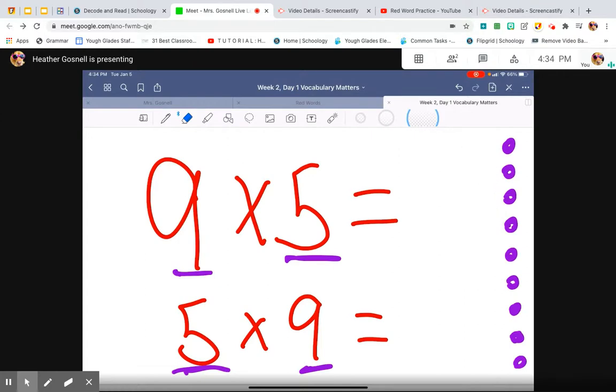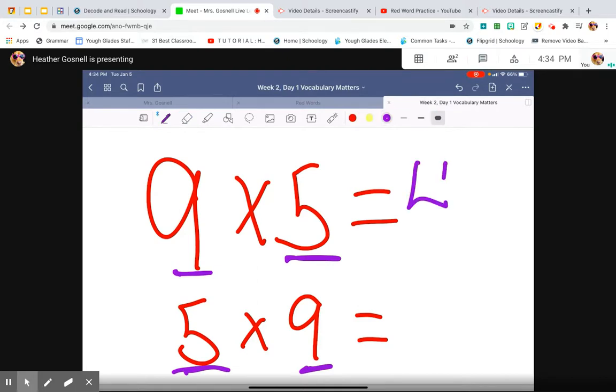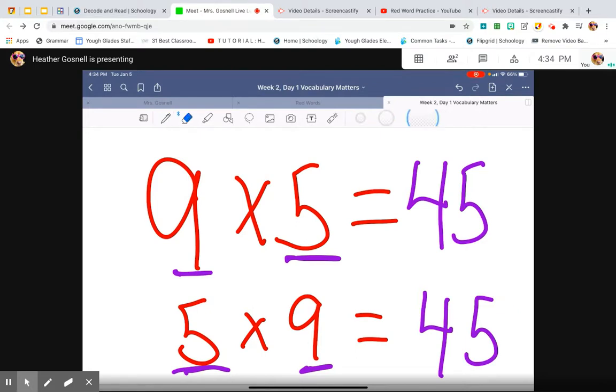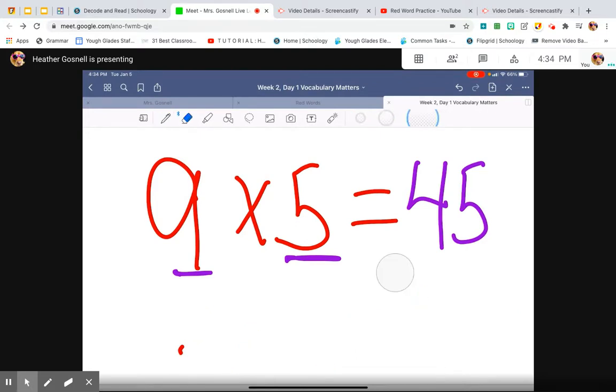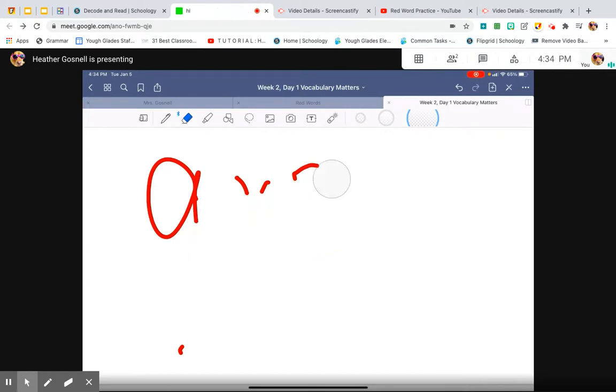What number did I stop on? Let's skip count again. 5, 10, 15, 20, 25, 30, 35, 40, 45. 9 times 5 is 45. So is 5 times 9. We'll do one more 5s because I want you to get really fast at knowing your 5s. Try to memorize your 5s too.